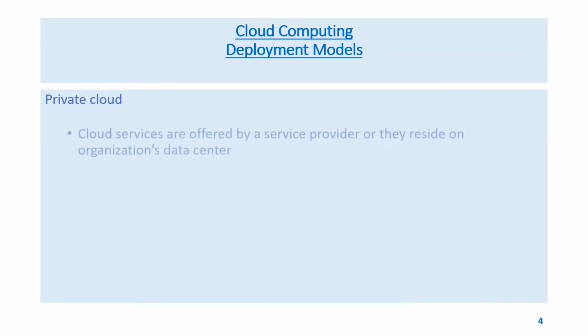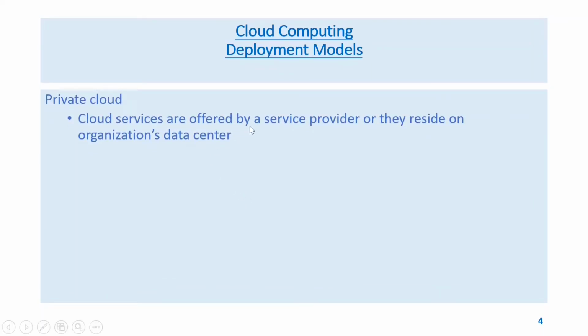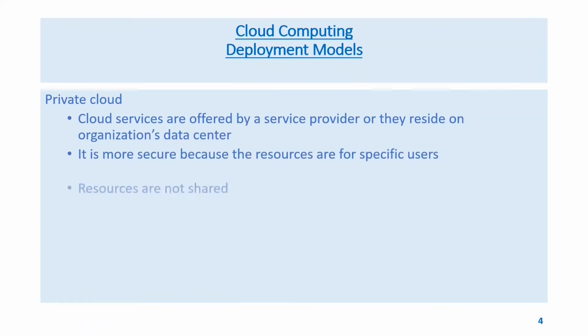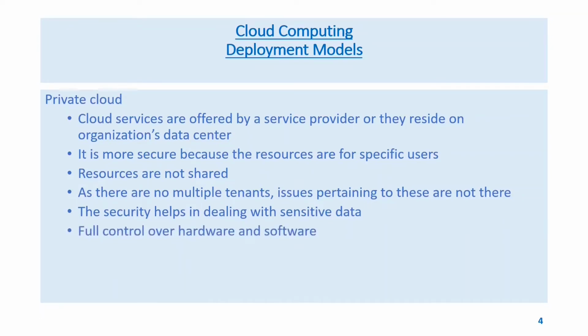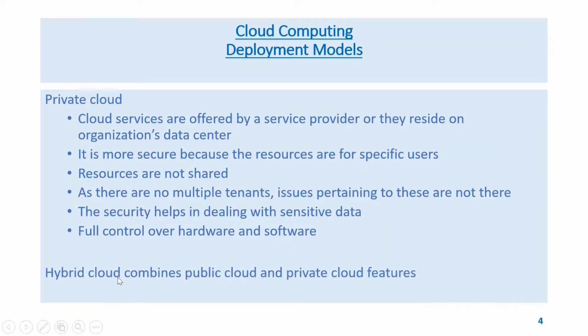Private cloud. Cloud services are offered by a service provider or they reside on organization's data center. It is more secure because the resources are for specific users. Resources are not shared. As there are no multiple tenants, issues pertaining to these are not there. The security helps in dealing with sensitive data. Full control over hardware and software. Hybrid cloud combines public cloud and private cloud features.